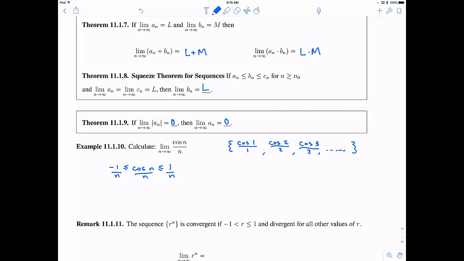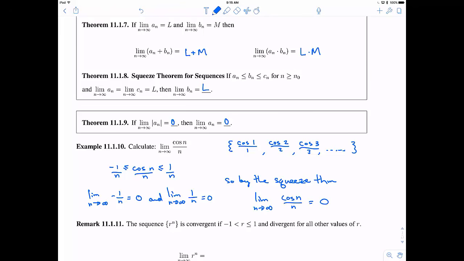And we know that the big sequence and the small sequence, so -1 over n and 1 over n, they both approach 0, right? As n gets very, very large, this thing gets closer and closer to 0. So therefore, the sequence in the middle, by the squeeze theorem, also must approach 0. All right, and there we go. So that's how we can apply our new squeeze theorem for sequences.